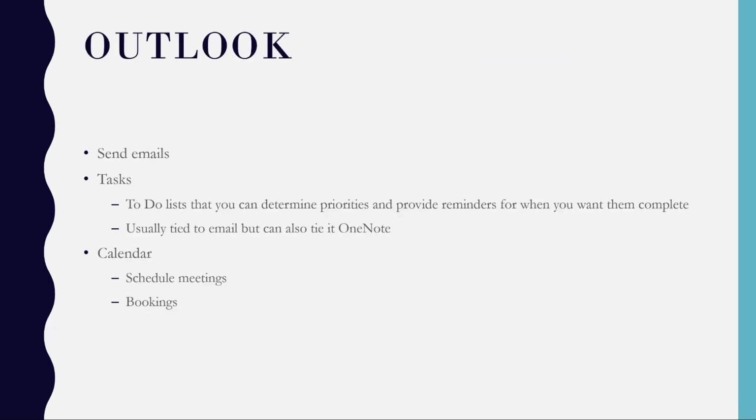Anyways, another important Office application is Outlook. You originally probably thought of it as a thing to send emails, but it's a little bit more than that. One of the things it also does is keep tasks. So it's to-do lists that can determine priorities, provide reminders when you want to complete them, those sort of things. And these can be tied to OneNote.